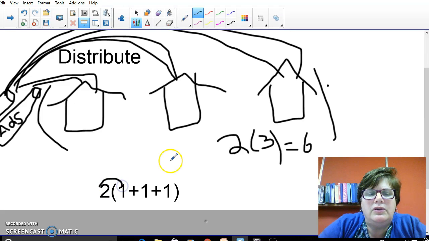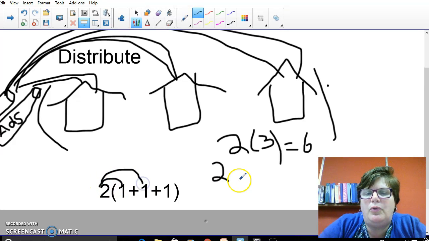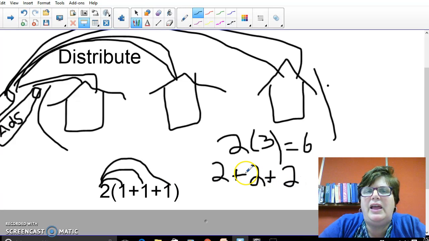Now, we distributed those two papers to each house each time. So 2 to the first house would be 2 papers. We leave the sign the same. We added 2 more papers to the next house. And then we did it again to the third house and added 2 more papers to that house. Now we can add all those up. 2 plus 2 plus 2 equals 6. The same thing we got when we added the problem in parentheses first.